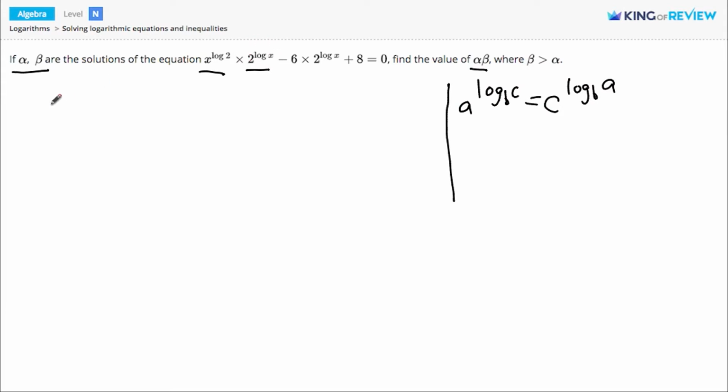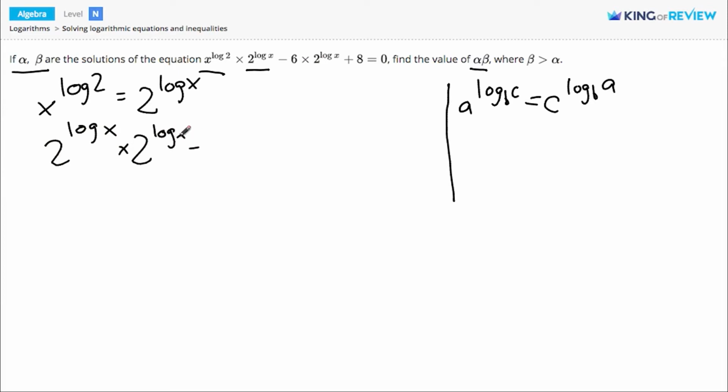So in particular, x to the log base 10 of 2 is equal to 2 to the log base 10 of x. So I'd like to replace this x to the log base 10 of 2 with 2 to the log base 10 of x, since I see that same term 2 to the log of x later on in the problem. If I make that switch, I get 2 to the log of x times 2 to the log of x minus 6 times 2 to the log of x plus 8 equals 0.